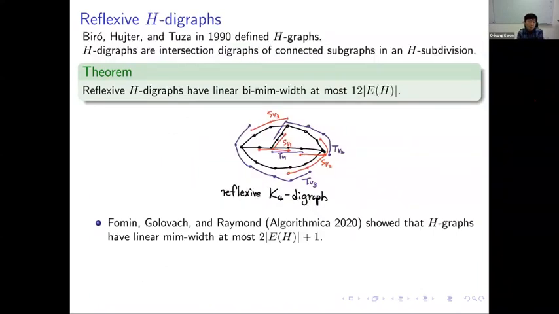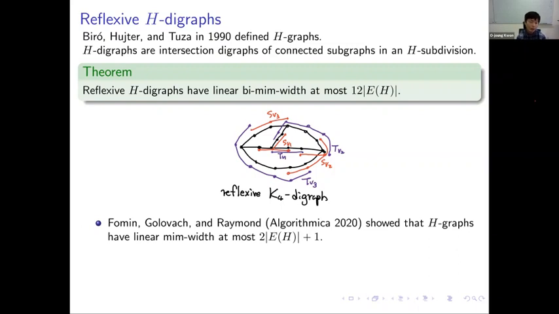So this can be generalized to the H-digraphs. Originally Biró, Hujter and Tuza in 1990 defined the H-graphs. H-graphs are basically the intersection graphs of connected subgraphs in some H subdivision. So you can think of interval graphs as P2 graphs, or circular arc graphs as C3 graphs, and so on. We simply modify the definition into the digraph version, where H-digraphs are simply intersection digraphs of connected subgraphs in an H subdivision. But here H is an undirected graph.